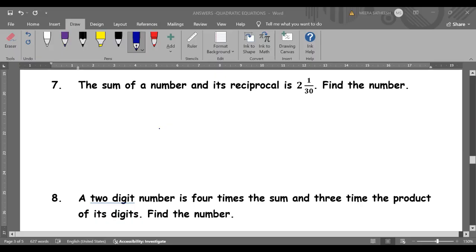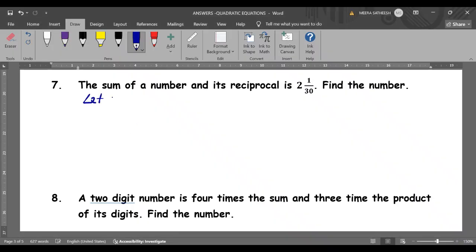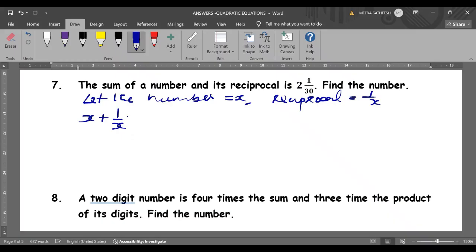Question number 7. The sum of a number and its reciprocal is 2 1 by 30. Find the number. It's a very easy question. So let the number be x. Then the reciprocal will be 1 by x. And what is given? The sum of the number and its reciprocal is 2 1 by 30. Let us convert this into an improper fraction. 30 into 2, 60, so 61 by 30. Now x plus 1 by x, LCM x, so x square plus 1 whole divided by x equal to 61 by 30.